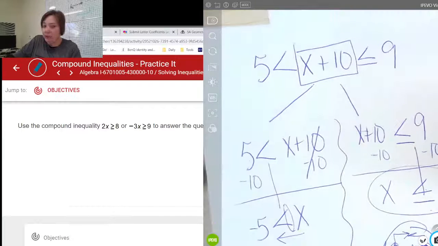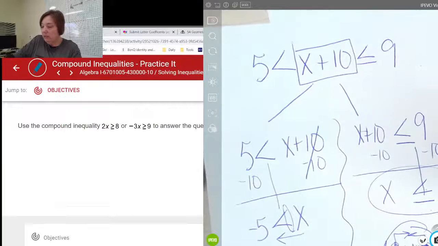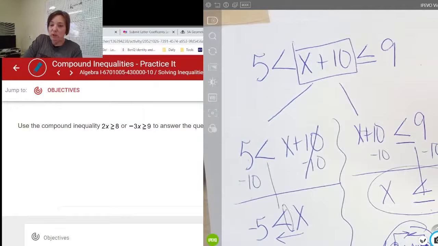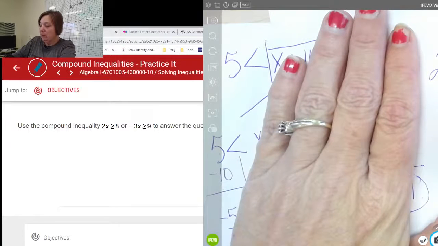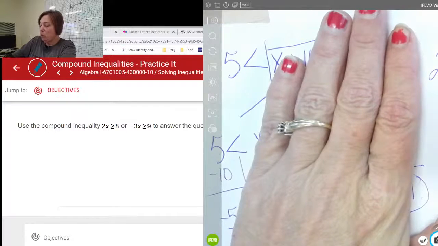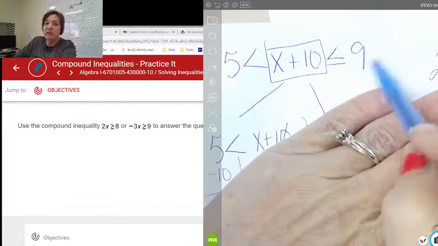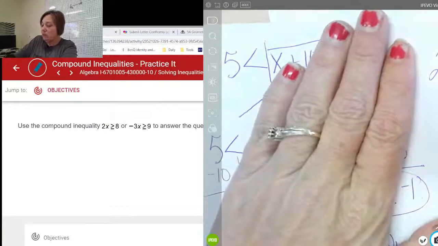Okay, so we've got 2x is greater than or equal to 8, or negative 3x is greater than or equal to 9. Okay, so I'm going to switch back over. See how it has or in the middle? When they're written like this, there's nothing to pull apart. The only reason you would pull it apart is if it's written like this, where there's no and or or in the middle. Okay, so we would solve this side first.